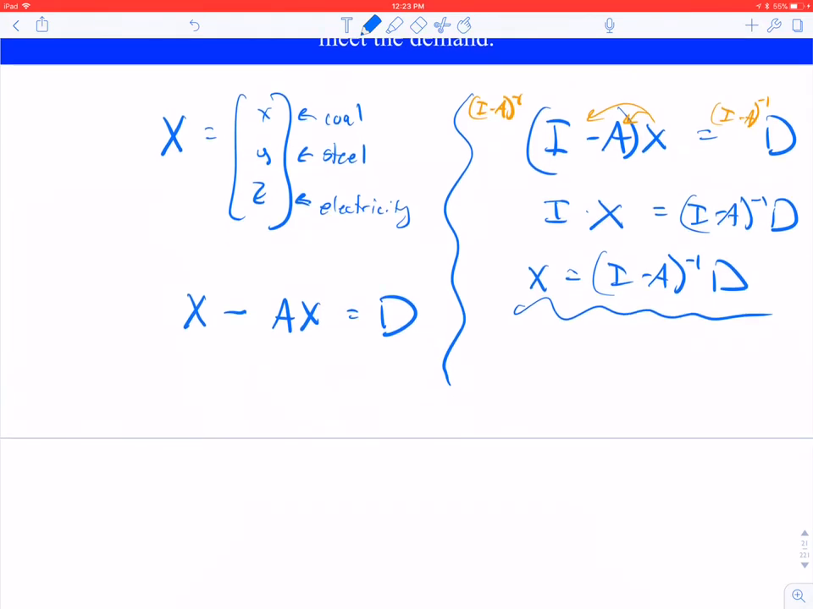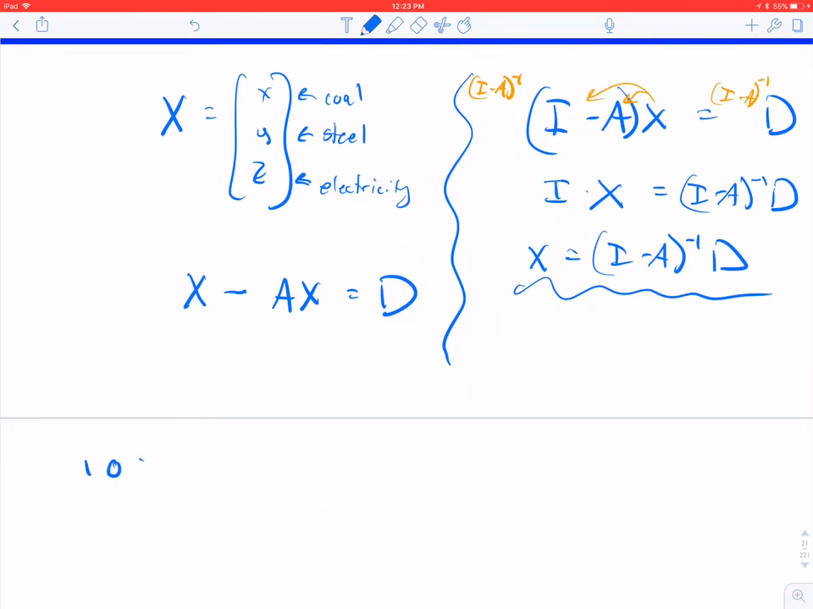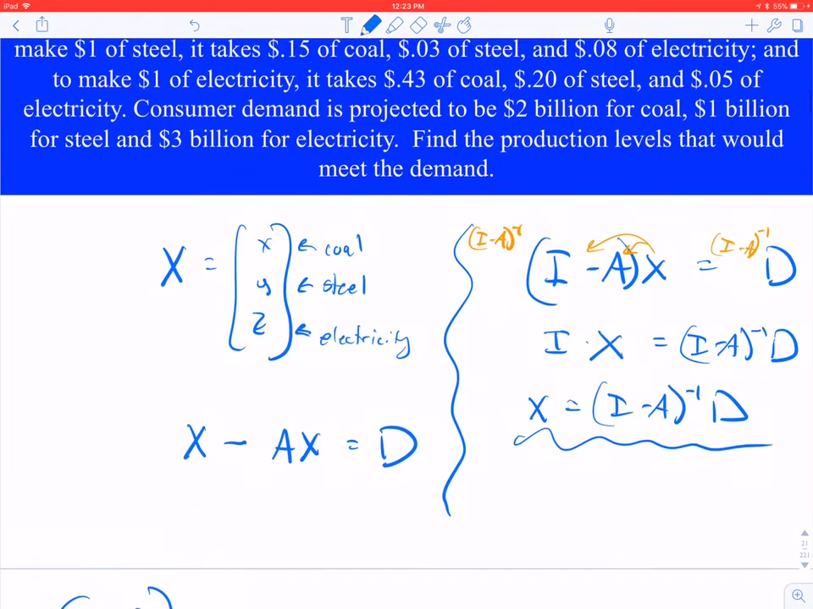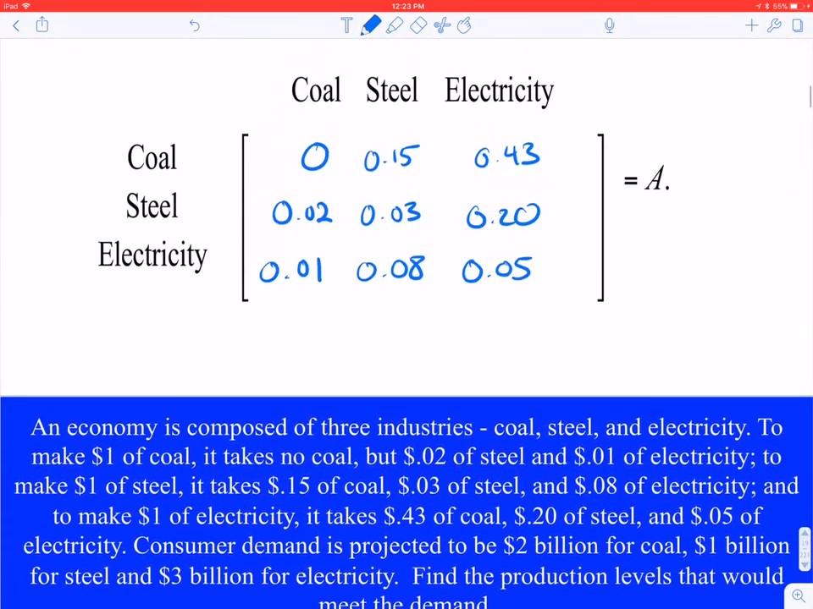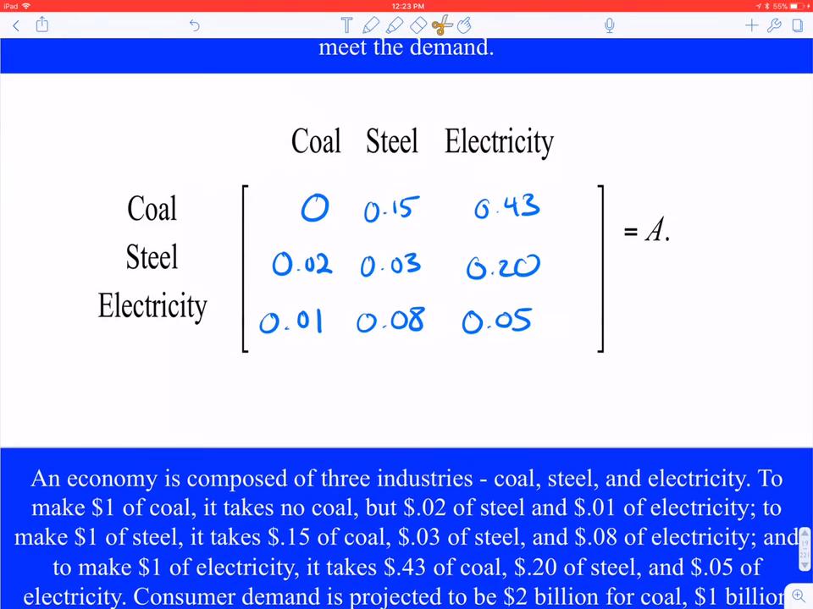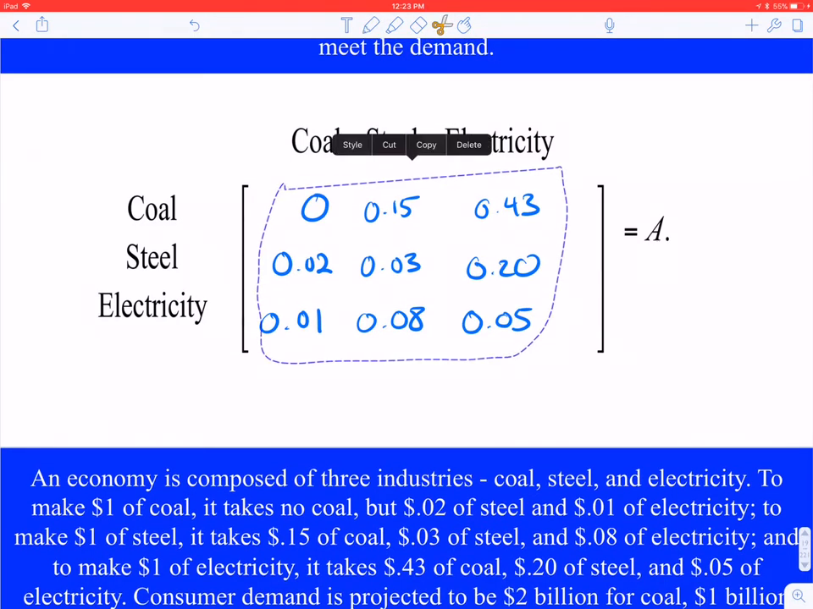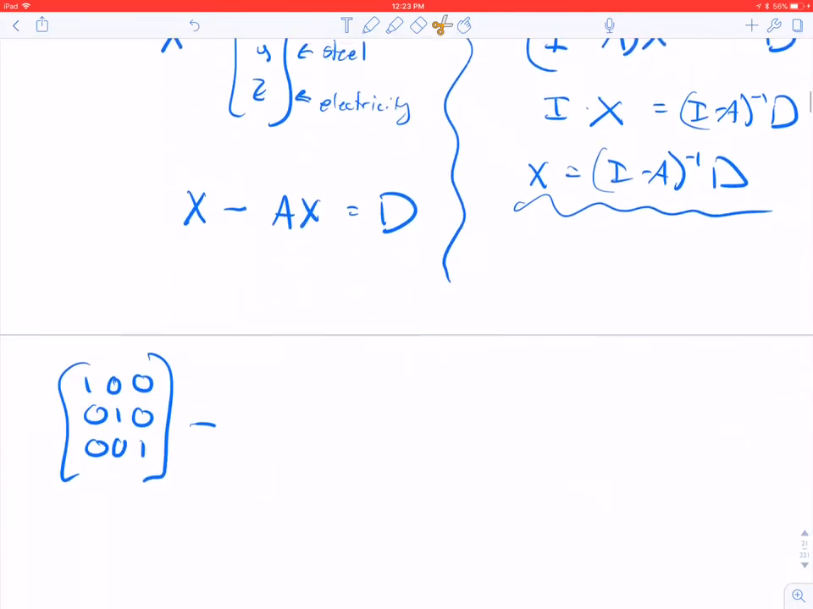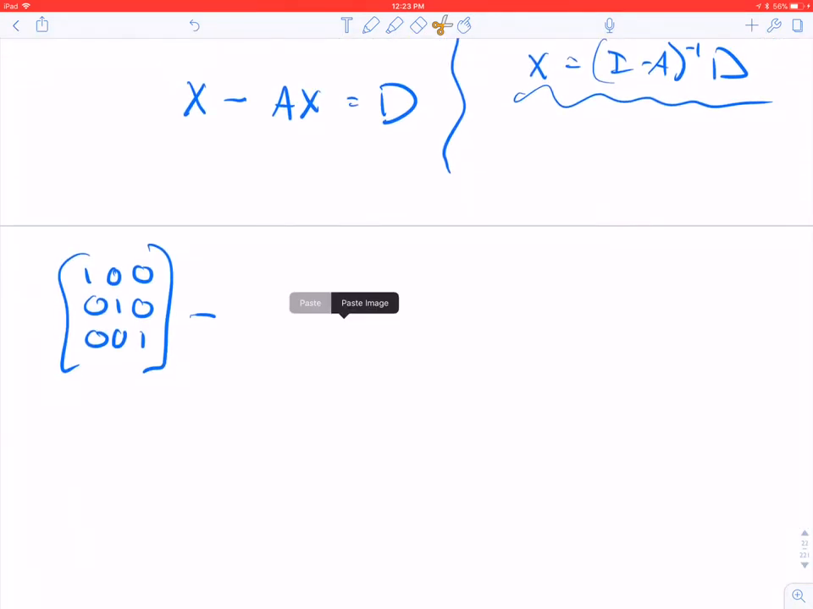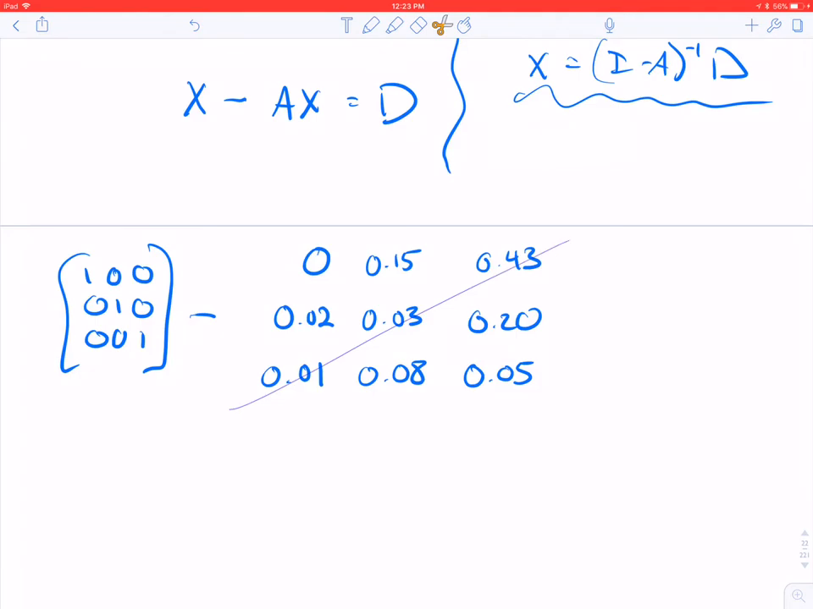So the I in this case is a 3x3 identity, okay? So then we have 1, 0, 0, 0, 1, 0, 0, 0, 1, minus the coefficient matrix, or the input-output matrix, which is here. So I'm just going to copy this, and I'm going to paste it here. Let me shrink that guy down to size.